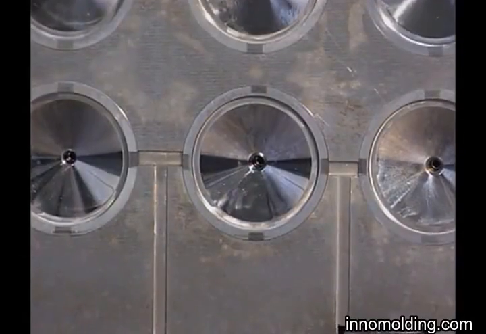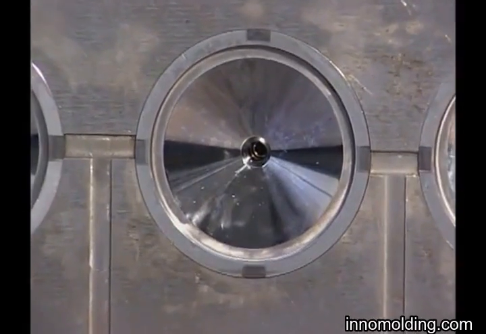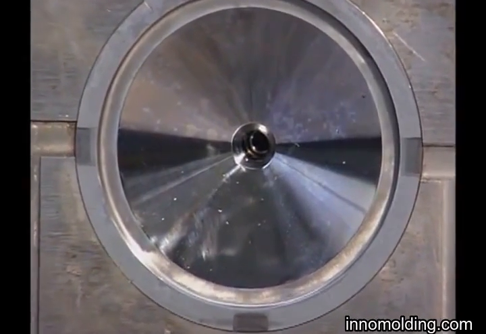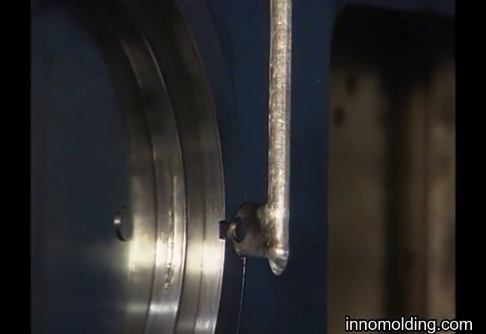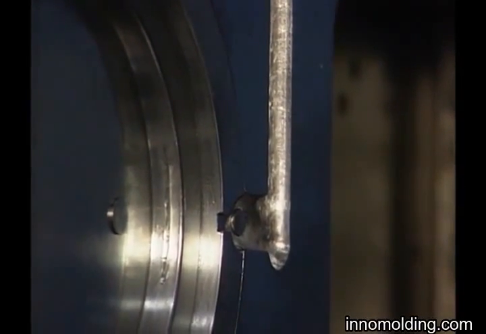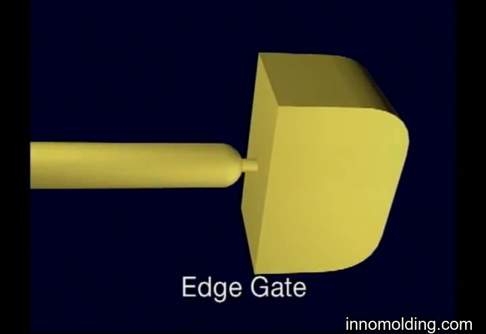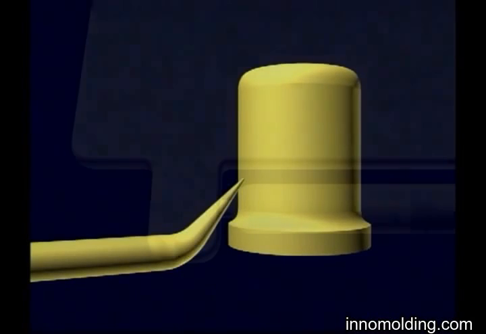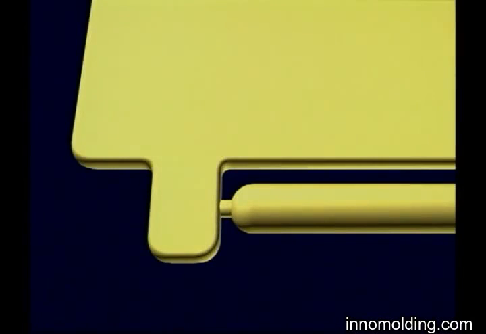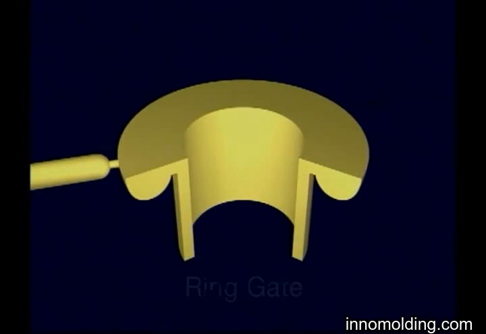If the molten plastic goes directly from the sprue bushing into the part, it is called a sprue gate. Some other gate types that use a runner system include the edge gate, which is the most common, the submarine gate, the tab gate, the ring gate, and the fan gate.